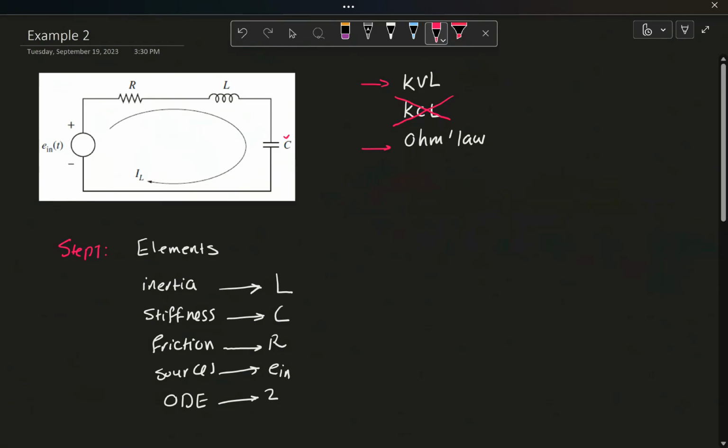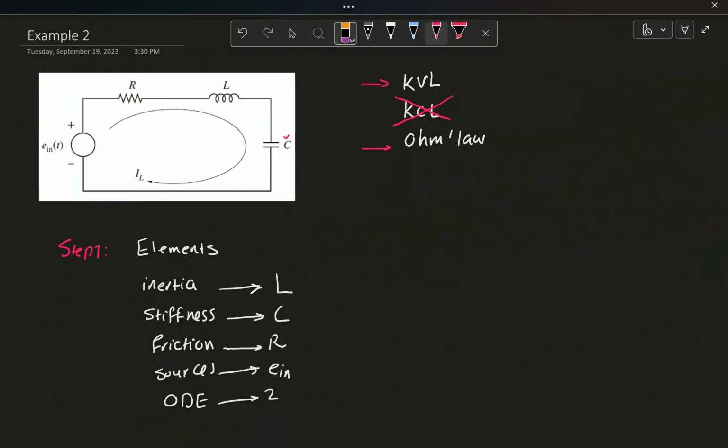You clearly have one loop. Yes, you start from here and you clearly have one loop. So KVL is one of the options that you need to use. The other one is Ohm's law. Since you have the resistor, you can use Ohm's law if necessary. Yes? Okay. Let's go to KVL first.